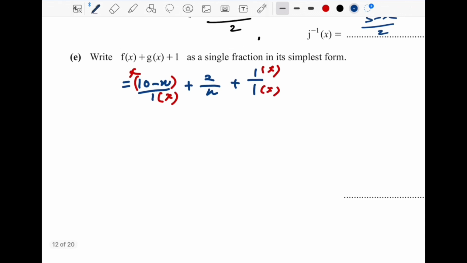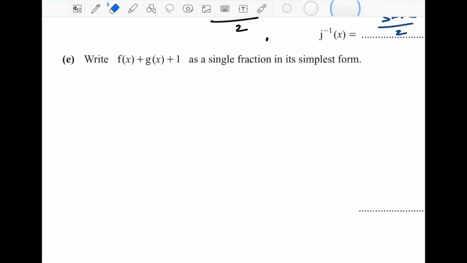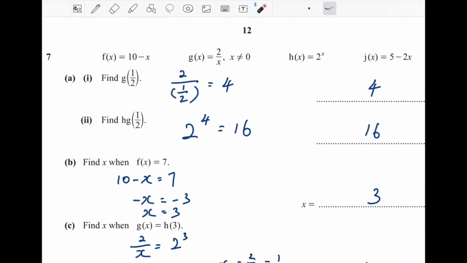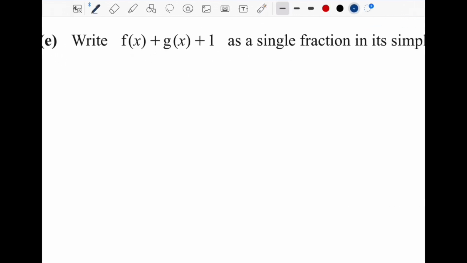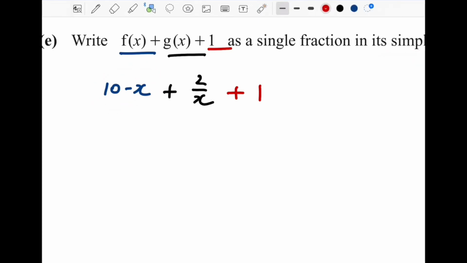Okay, write f(x) plus g(x) plus 1 in simplest form. I think if I write correctly, it's a bit messy here, right? f(x) is 10 minus x, g(x) is 2 over x, plus 1, just 1 as a single fraction. Combine as a single fraction, simplest form. So change this to a fraction over 1.